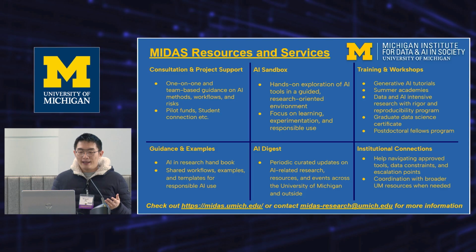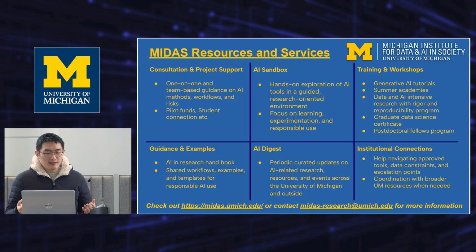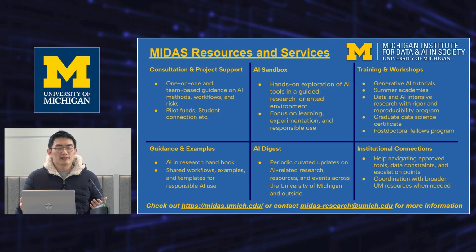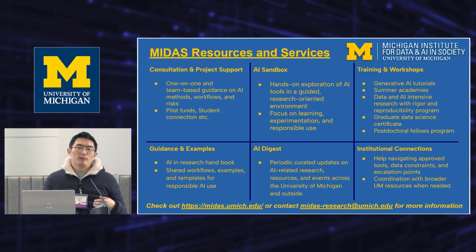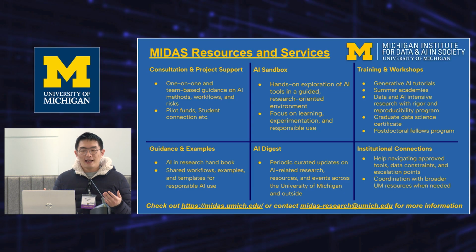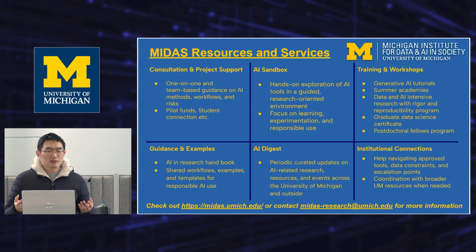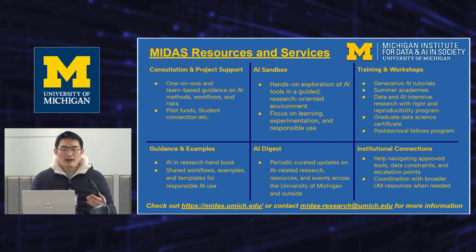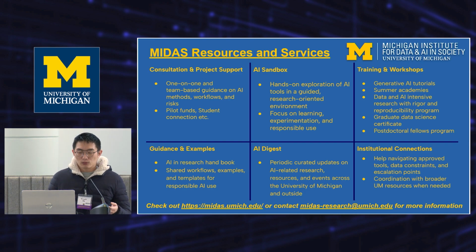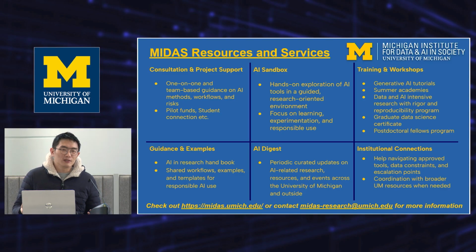And then for guidance, we're developing an AI in research handbook, which includes workflows, examples, and templates for basically AI use and responsible AI use. And we are currently working on that. And the next one is AI Digest, which is a periodical newsletter-like curated updates on AI-related research, resources, and events across the campus or beyond.